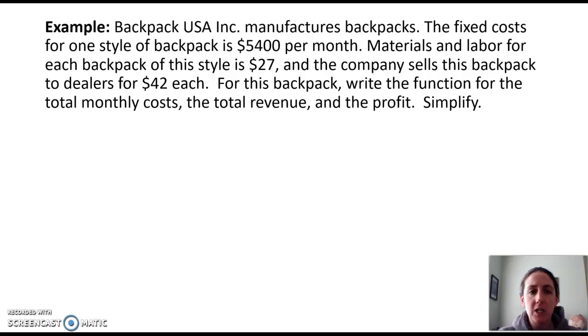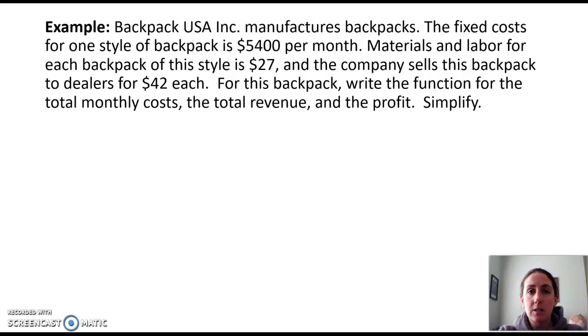Materials and labor for each backpack of this style is $27. So that means it costs $27 for each backpack you make. And the company sells the backpacks to the dealers each for $42. For this particular backpack, let's write the function for the total monthly cost, revenue, and profit.